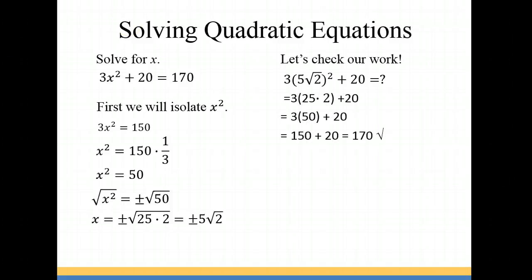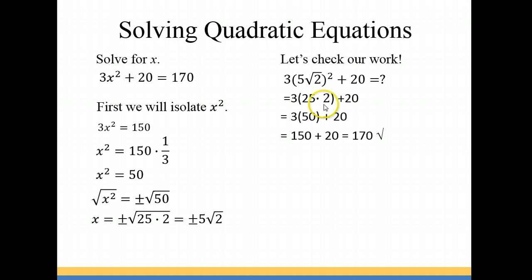Now we're going to check our work. So where we had an x in our original equation, we're going to put 5 square roots of 2. We're checking the positive answer at this point. Now when we take 5 square roots of 2 and we square it, we're just going to square the 5, which is 25. And we're going to square the square root of 2, which simply gives us 2.